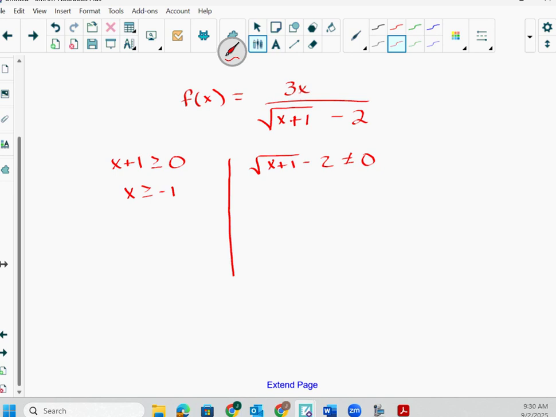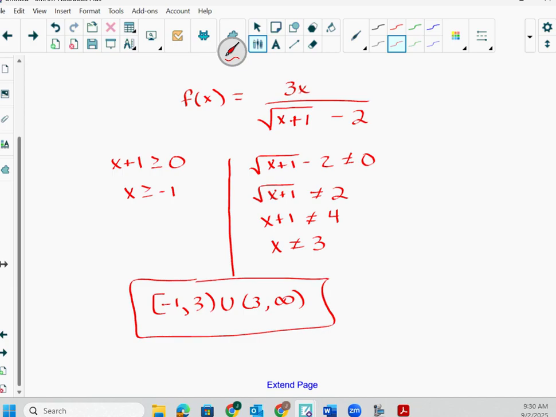The second piece, I was impressed a lot of you got this. If we solve this, the square root can't equal 2, square both sides, we get x cannot equal 3. That's what would make your entire denominator 0, and we can't divide by 0. We also cannot have a negative in that little square root piece. So your answer is bracket negative 1 to 3, parenthesis, union 3 to infinity. Did anybody else actually have that one? A few more got it. All right, good job, guys.